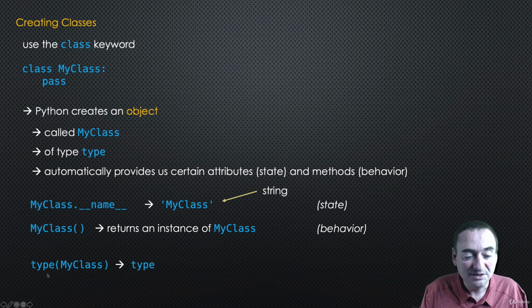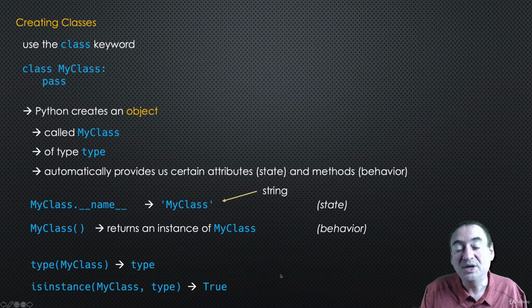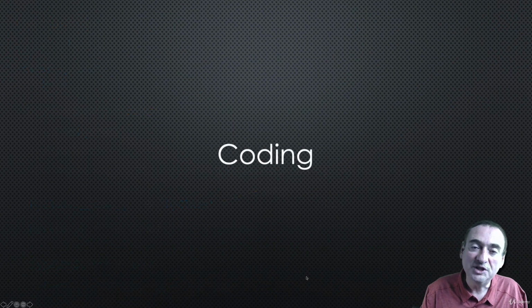So if we take a look at the type of my class, as I've said before, the type of my class is type. It will actually return the type object. That's an object in Python. We can also check isinstance of my class and type, and that will return true. Again, we'll see that in the code. So let's switch to that, and let's just take a look at that very quickly.